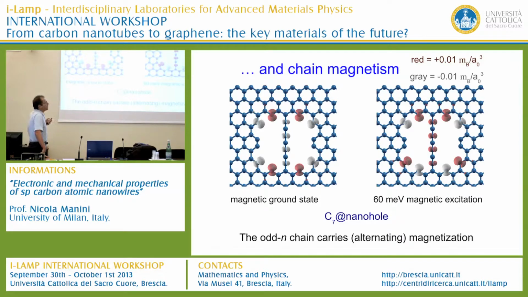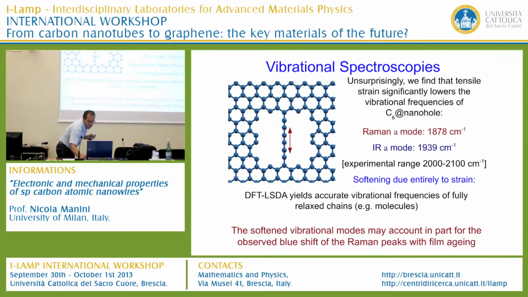The chain tends to be not magnetic, except for the odd case. So this is a C7 chain, and this will also carry a little bit of magnetism, but not the even chains. Okay, let's go back to experiments, to vibrational spectra.